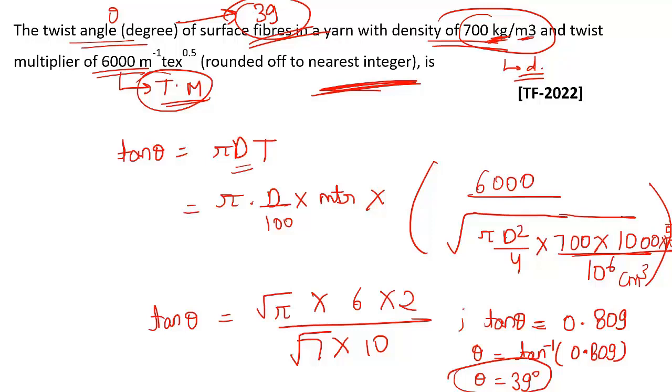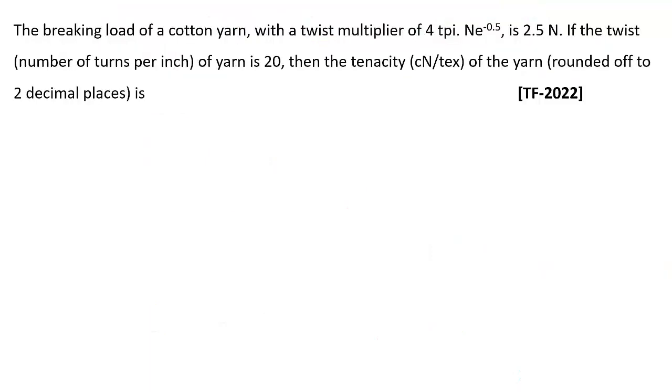Now coming to the next question. The breaking load of a cotton yarn with twist multiplier 4 TPI into under root NE, the English count, is 2.5 Newton. If the twist number of turns per inch of the yarn is 20, then the tenacity in centi Newton per tex of the yarn, rounded off to two decimal places, is.